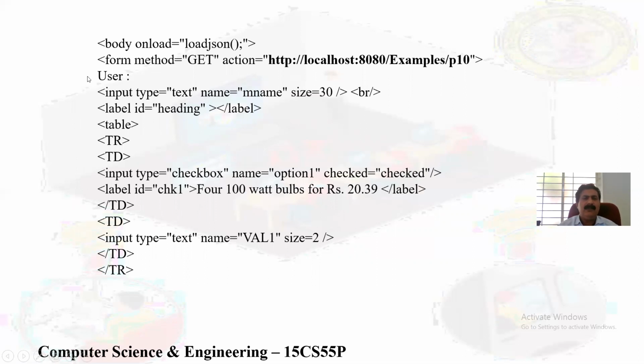So this is as usual, we know. This is the get method, which is used to read the values. The action is HTTP localhost, so this is the name of the server action. This P10 program will execute. Here the input tag name is my name, and the size of this input text box is 30. Let us see the actual program, which is available in Eclipse.